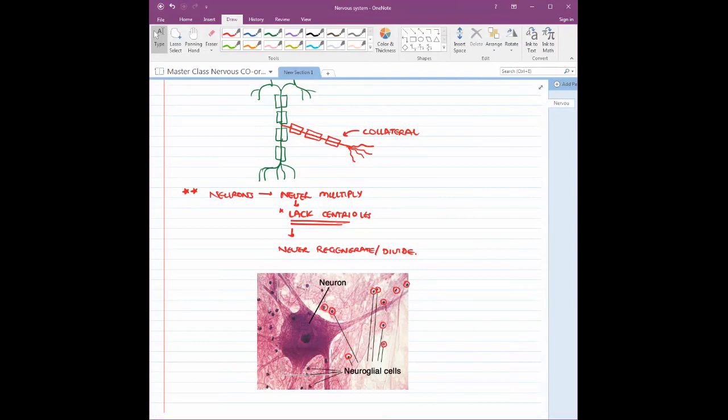Also remember, guys, these neuroglial cells or glial cells are very important because they also show phagocytosis and they help protect your brain from any kind of infections and all. So they're really important.